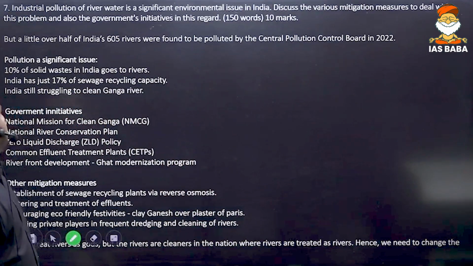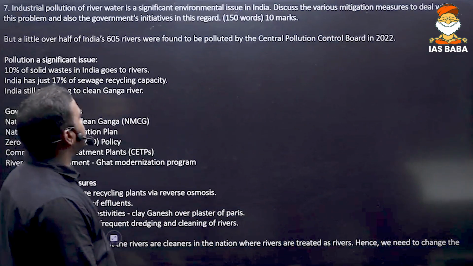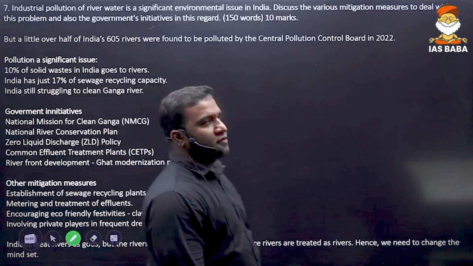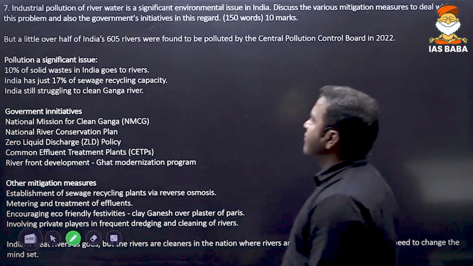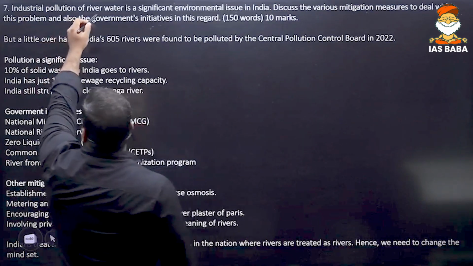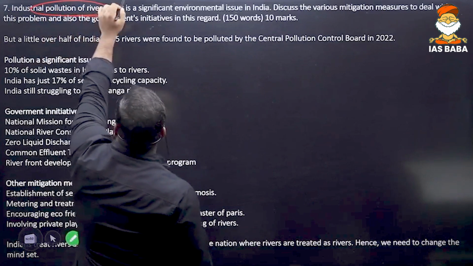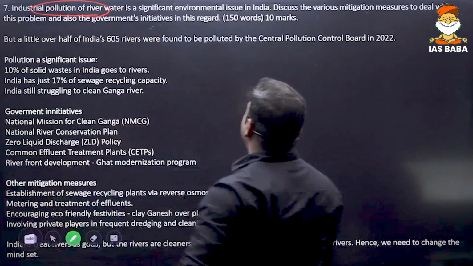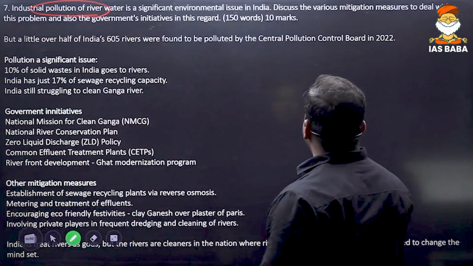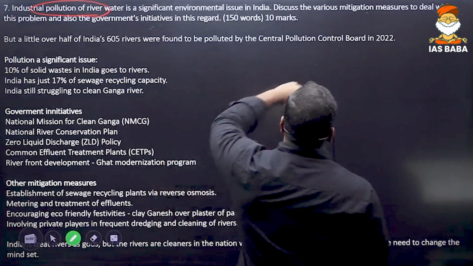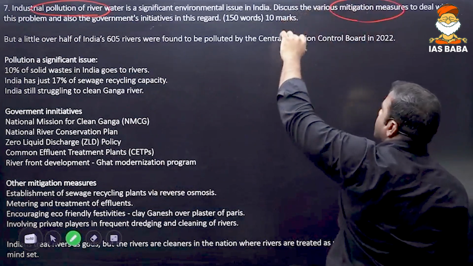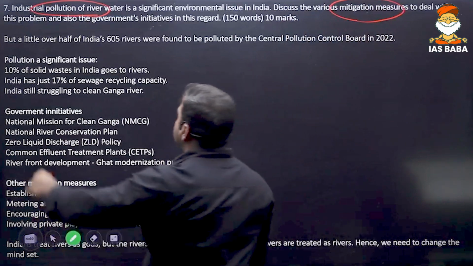Then industrial pollution of river water is a significant environmental issue in India. So this is an environmental question. Yes, river pollution. Pollution of river water by industries, yes, is a significant environmental issue. Discuss various mitigation measures to deal with this problem. Second demand, and also government initiatives.